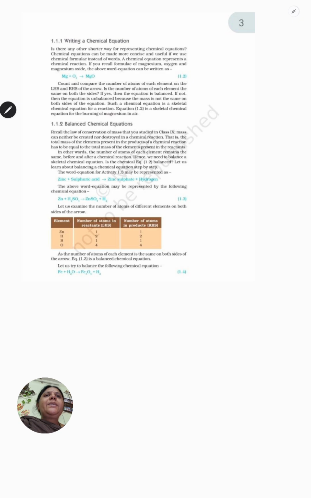So just now we discussed the word equation form of representation, right? Now, can we make it more concise? That is our question. Anyway, for every existing material we have symbols, right? So we can show it in a more concise form as Mg plus O2 is equal to MgO. This is the representation in a concise form. Here we are representing the chemical equation using symbols, whereas previously we used the word equation.